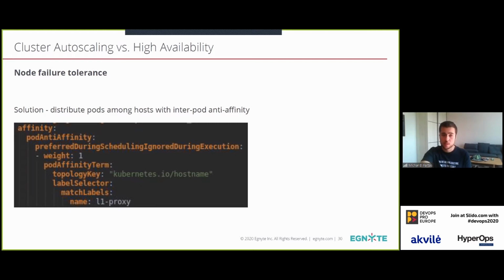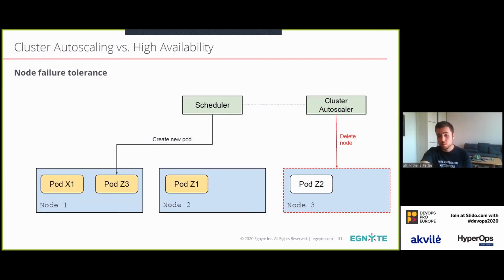affinity conditions. So with this, what we achieve is that when we move a few steps back to the situation where the cluster was downscaling, the scheduler will now, when removing the pod from node 3, not assign it to node 2. Instead, it will assign it to node 1 because it will try to honor the anti-affinity.